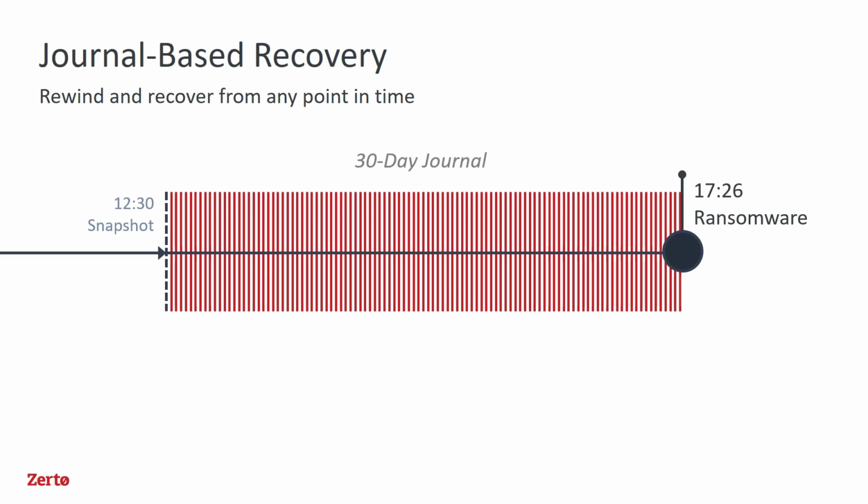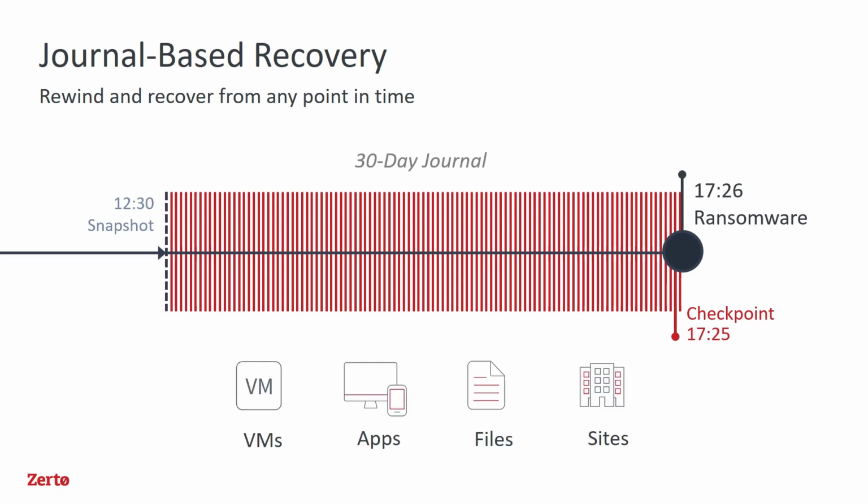Now, the journal offers you continuous protection, meaning that we'll store every change that happens in your environment, and we'll create checkpoints, which are those points in time you can recover to every few seconds. That means I can go back to 5 seconds ago, 10 seconds ago, up to 30 days. And this allows you to, let's say, when ransomware hits you at 5:26, go back to 1 minute before it actually hit you. And we can do that for VMs, entire applications, files, or even entire data centers.